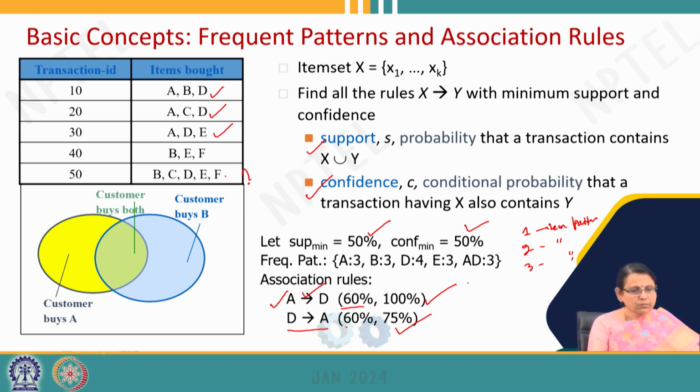Now comes 2 item patterns. Are A, B a frequent pattern? No, A, B occurs only once. Only A, D turns out to be a frequent pattern, because we have decided our support and confidence to be 50% or above.